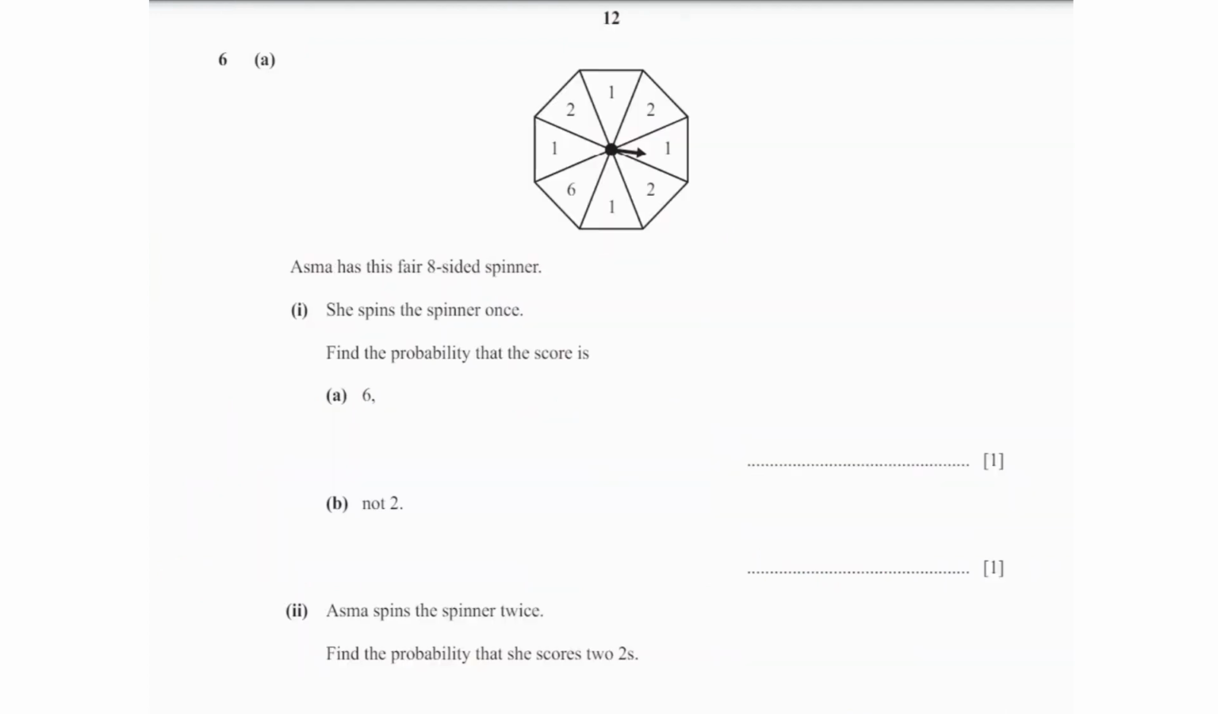Next question says, Asma has this fair 8-sided spinner. She spins the spinner once. Find the probability that the score is 6. As you can see, only one of the portions has 6 on it, and there are 8 total portions, which means the probability of 6 is going to be 1 over 8. Then it says, find the probability that the score is not 2. So for not 2, we have 1, 2, 3, 4, 5 portions. That's going to be 5 over 8.